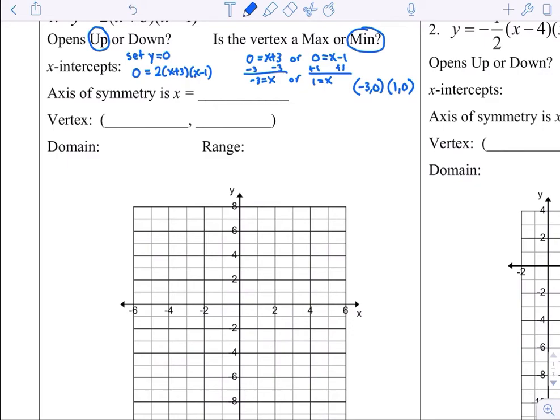Negative 3 comma 0. Remember, those are your x-intercepts. And since it's called an x-intercept, that means it's going to intercept the x-axis. So negative 3 comma 0 is right there, and 1 comma 0 is right there.